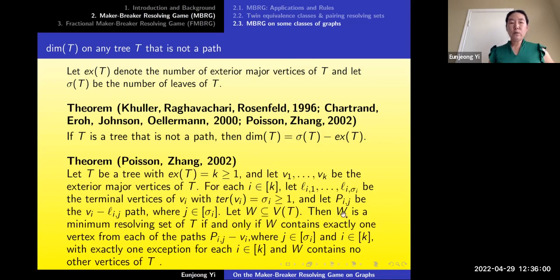This is Poisson and Zhang's result that characterizes all possible minimum resolving sets. That was what I was describing to you. If you have a tree rooted at a major vertex and the rest of the vertices have degree at most 2, then out of the paths, excluding that one major vertex, you pick all but one path and pick exactly one vertex from each of those paths, and then they form a minimum resolving set. That's the result. Together with the concept of a twin equivalence class, this allows us to characterize the outcome of a game on a tree.